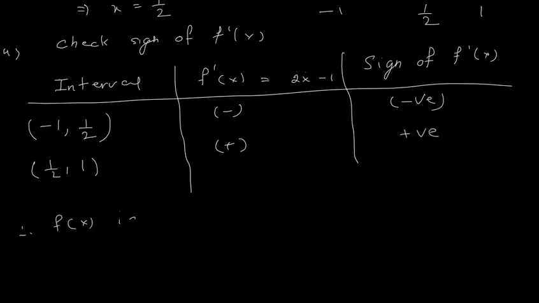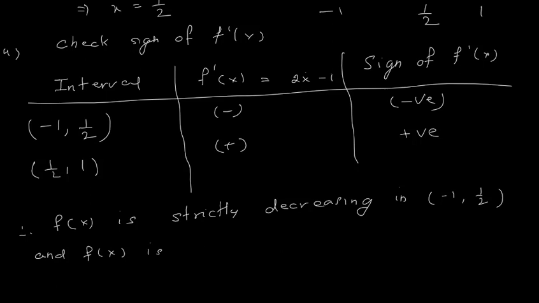is strictly decreasing in minus 1 to half, and f(x) is strictly increasing in half to 1. So this is strictly decreasing and strictly increasing in two intervals.